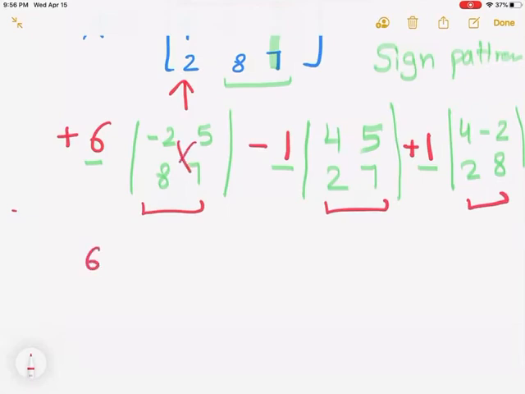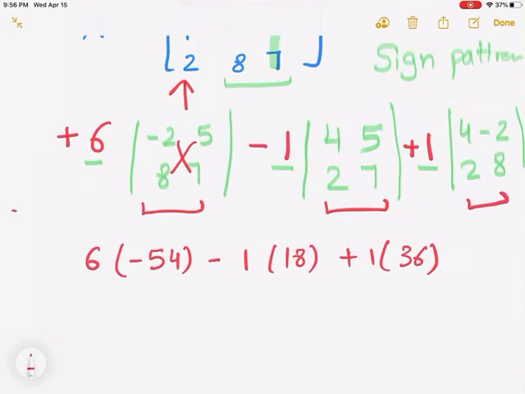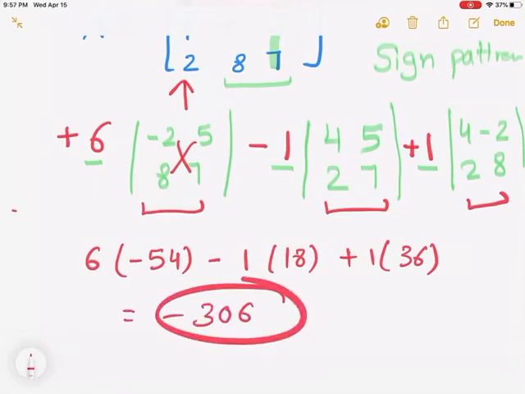If I find the determinant of this, it would be -54. Then -1, so the determinant of the next 2 by 2 is 18. Then 1 times 36. If I simplify the whole thing, my answer would be -306. There you go. Let me show you with another row, just in case. Keep in mind, no matter what row you pick, your answer is always going to be the same.